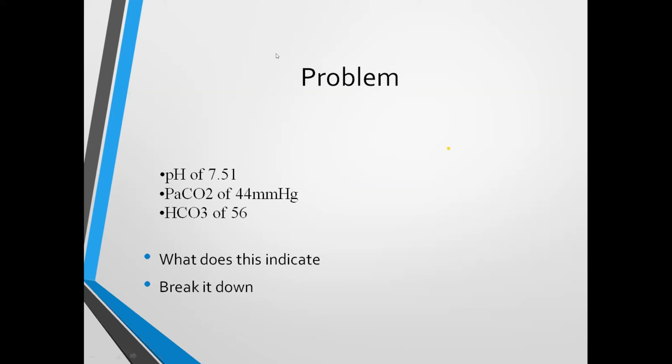The pH is 7.51, PCO2 is 44, and bicarb is 56. What is this? This is metabolic alkalosis. Look at the pH, 7.51. This shows alkalosis. PCO2 is 44, bicarb is 56. Yes, metabolic alkalosis.